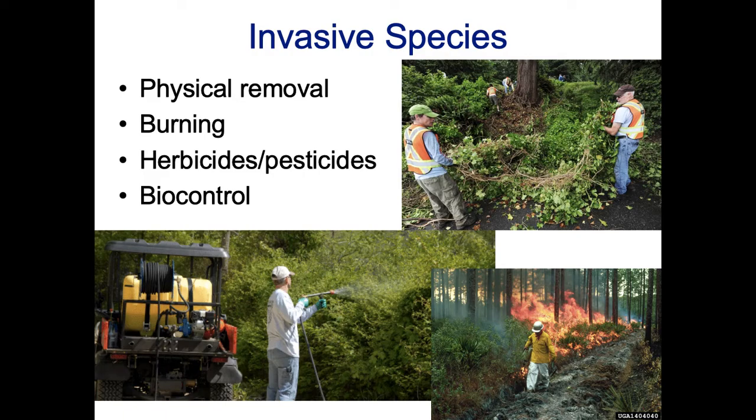Sometimes you can do physical removal where it's exactly what it sounds like. You're literally picking it up and taking it off of the site. Sometimes burning will help get rid of invasive species if they happen to not be fire tolerant, but the native species are fire tolerant. Herbicides and pesticides are frequently used in invasive species management. And then there's also biocontrol, which is where you bring in other organisms to help deal with the invasive species.